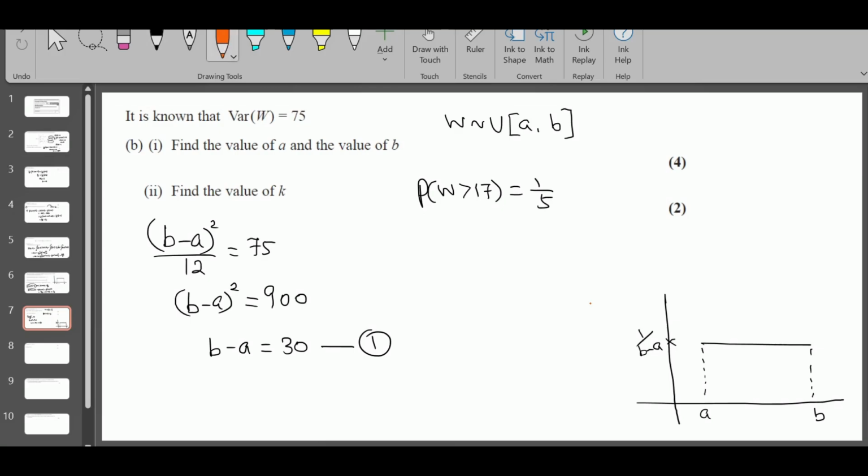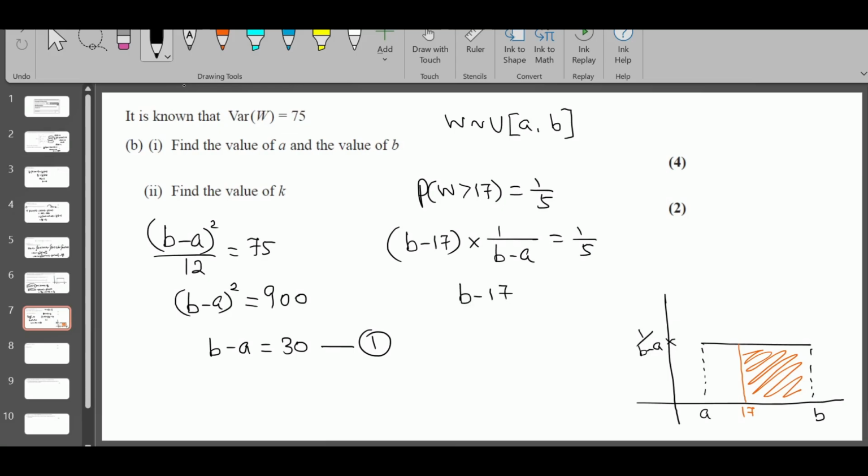So let's say 17 is here. 17 should definitely be between a and b. How do you find this area? That's a rectangle. The base, the length, is b minus 17, times the breadth, which is 1 over b minus a, is 1 over 5. You can write it as (b minus 17) over (b minus a) is 1 over 5.